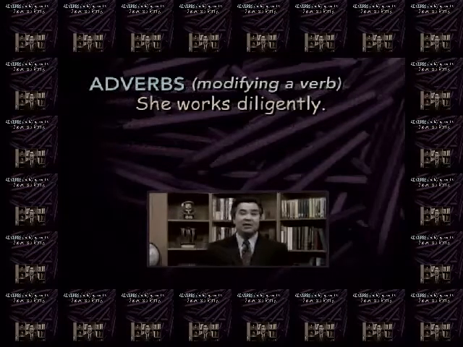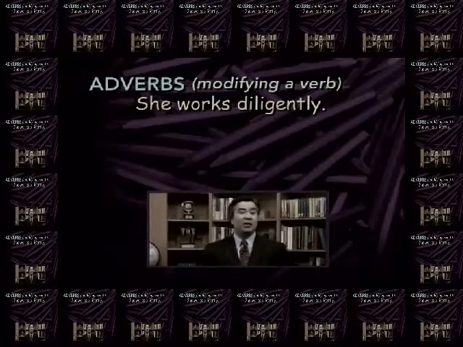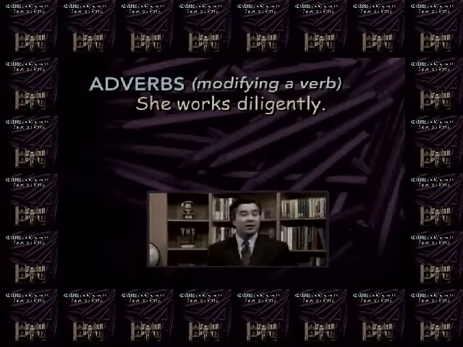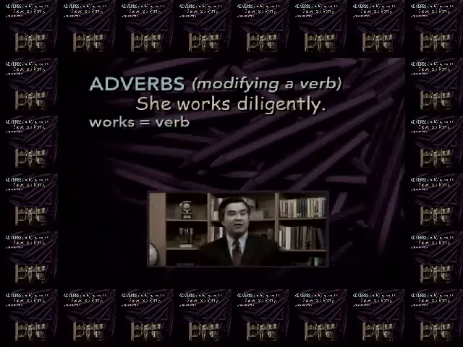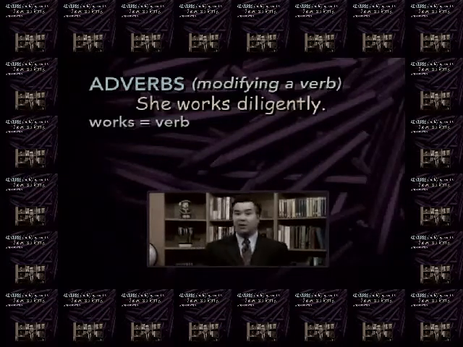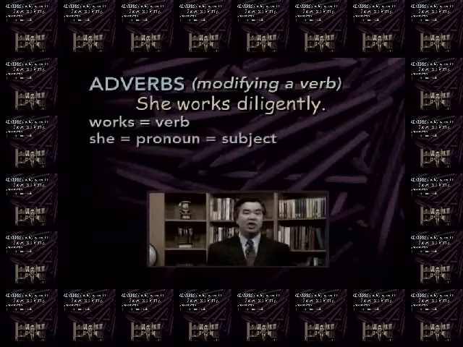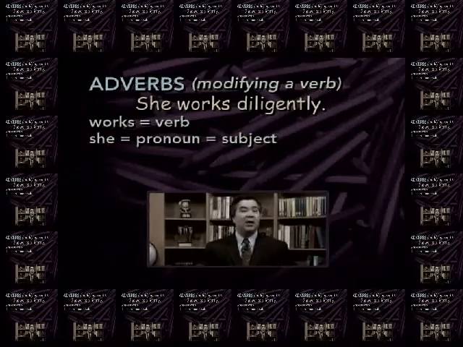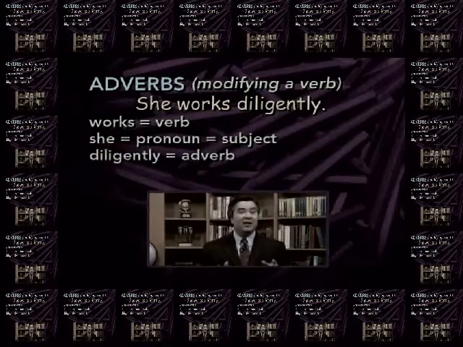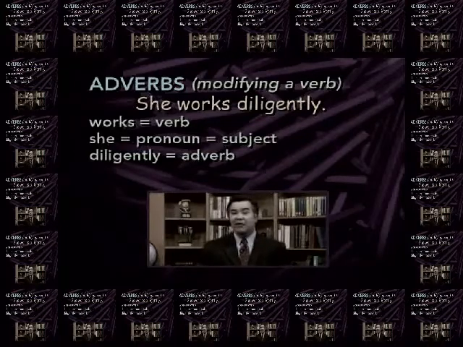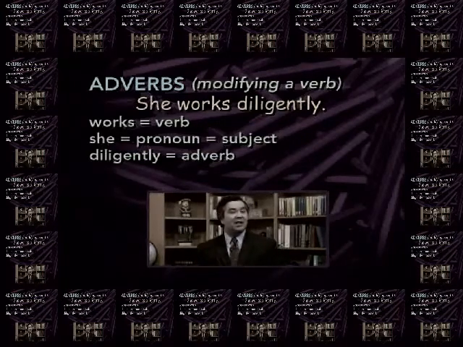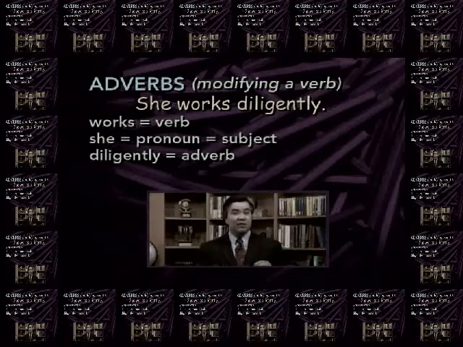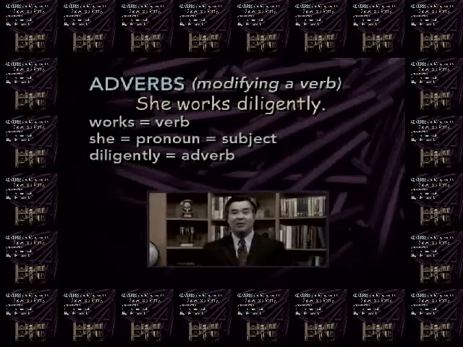When you analyze a sentence, it's usually best to begin by looking for the verb, the single most important word in the sentence. What's the verb here? The verb is works. What's the subject of the verb works? Who or what is doing the working? The answer is the pronoun she. Now, what about the word diligently? What role does that play in the sentence? Well, diligently is an adverb because it gives more information about or modifies the verb works. It tells us how she works: diligently. Since diligently modifies or gives more information about a verb, it's an adverb.